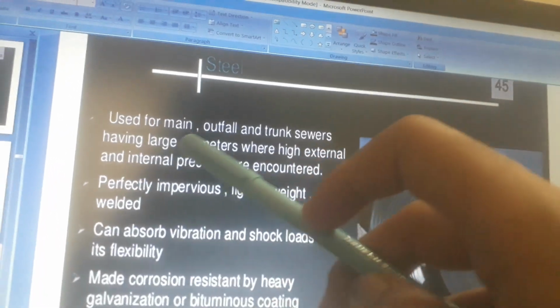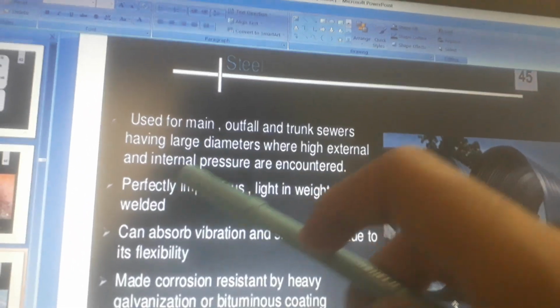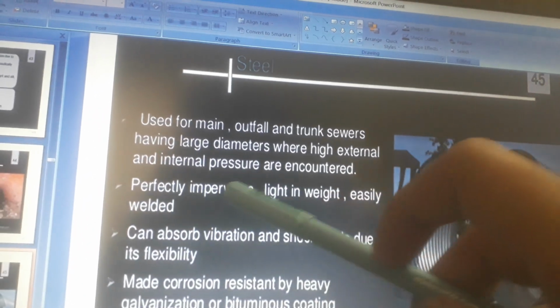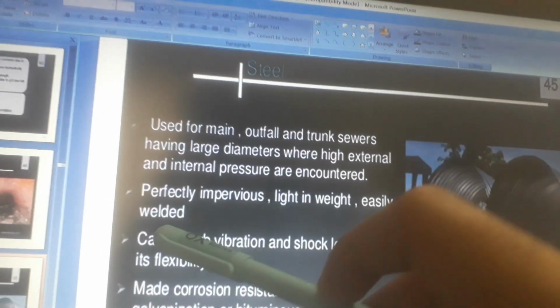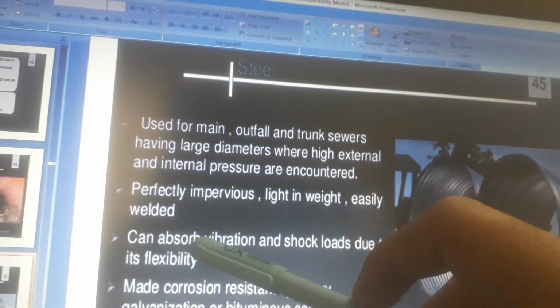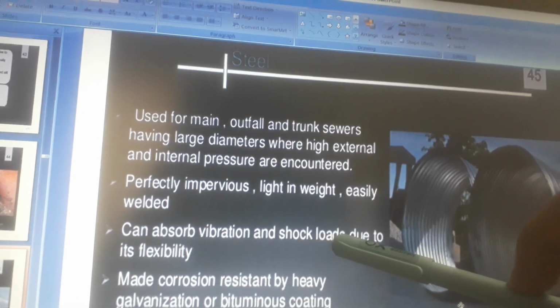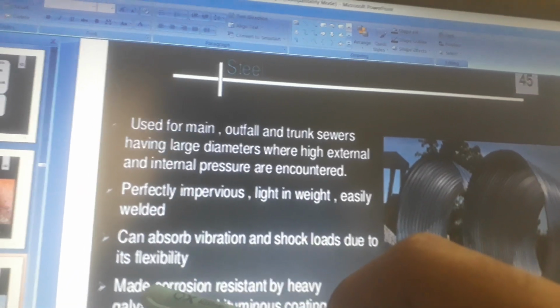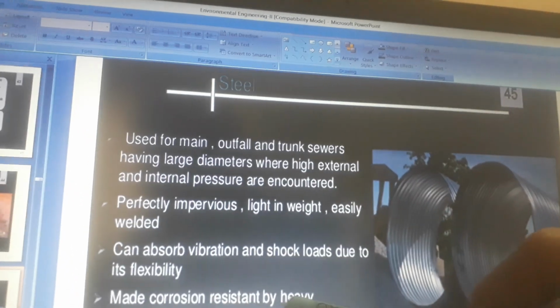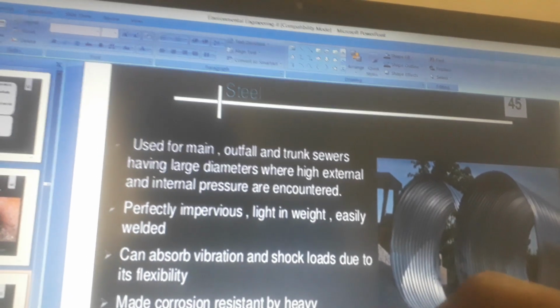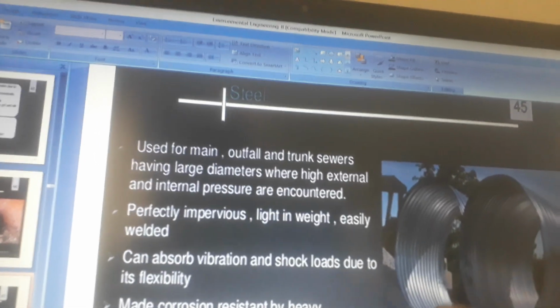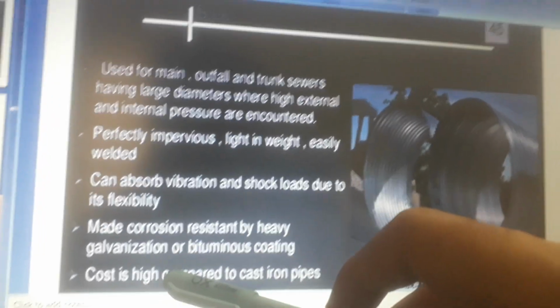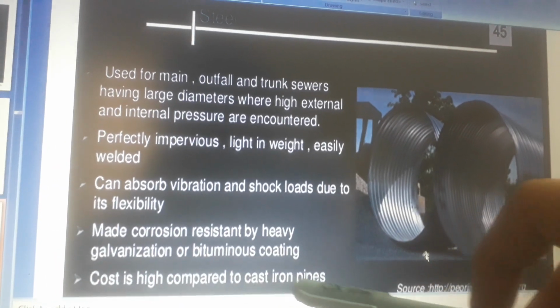Steel, used for main outfall and trunk sewers having large diameters where high external and internal pressures are encountered. Perfectly impervious, light in weight, easily welded. Steel can absorb vibration and shock loads due to its flexibility. Steel is made corrosion resistant by heavy galvanization or bituminous coating. Steel cost is high compared to cast iron pipes.